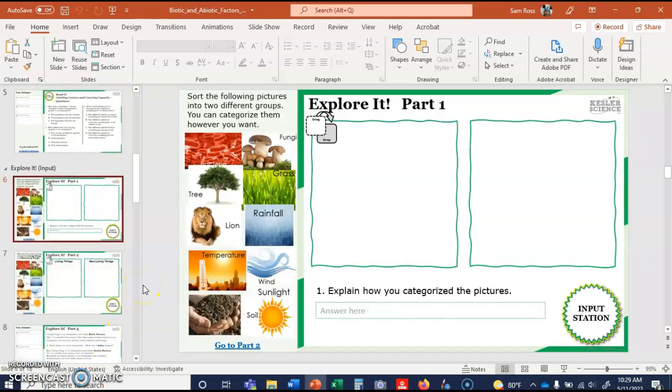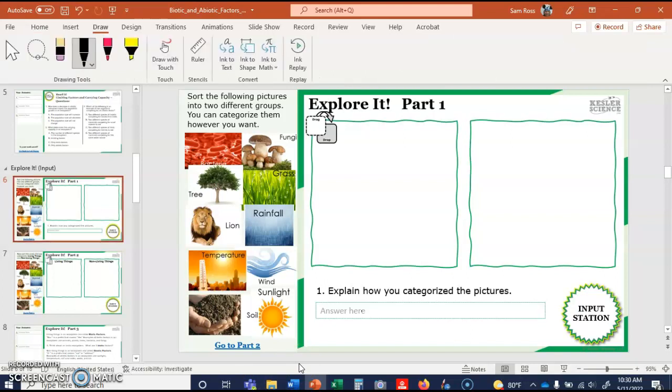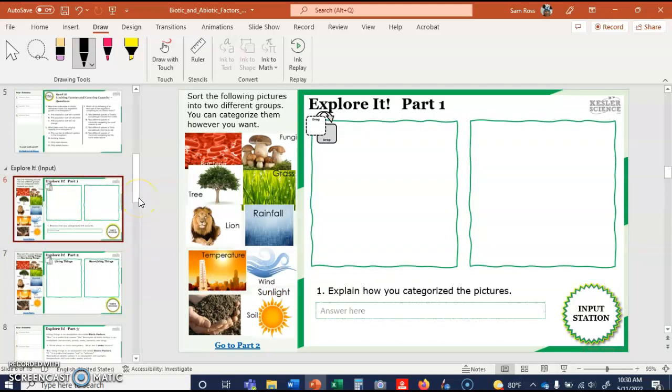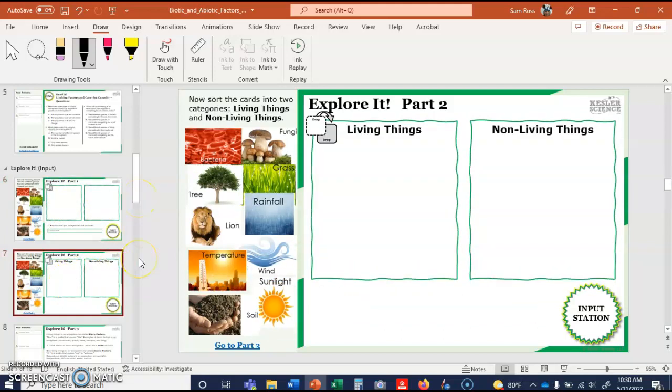For Explore It, it says sort the following pictures into different groups. You can categorize them any way you want. You could categorize them as shapes. You could categorize them as what they're made of. Whatever you want to use, all you're going to have to do is explain down here how you categorized it. Okay? And then in Part 2, they're going to have you do living and non-living things. So in Part 1, I'd suggest not doing living and non-living things because you're going to have to do it in Part 2. Okay? And what you do is you just grab one of these.